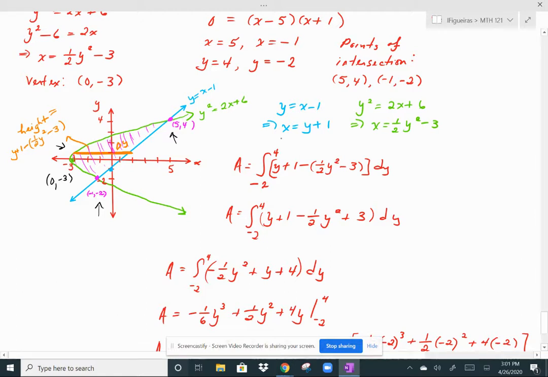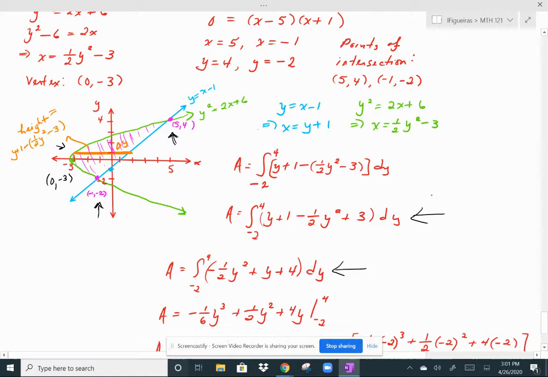So the work is here. That's what I showed you. I want to express both as a function of y, and my limits should be in terms of y. So remember, my y value here is -2, and my y value here is 4. So my limits go from -2 to 4, and then I have my line, which is y plus 1, minus my parabola, which is 1/2 y squared minus 3. All right, so I distributed the negative on this line, and on this line I combined my constants.